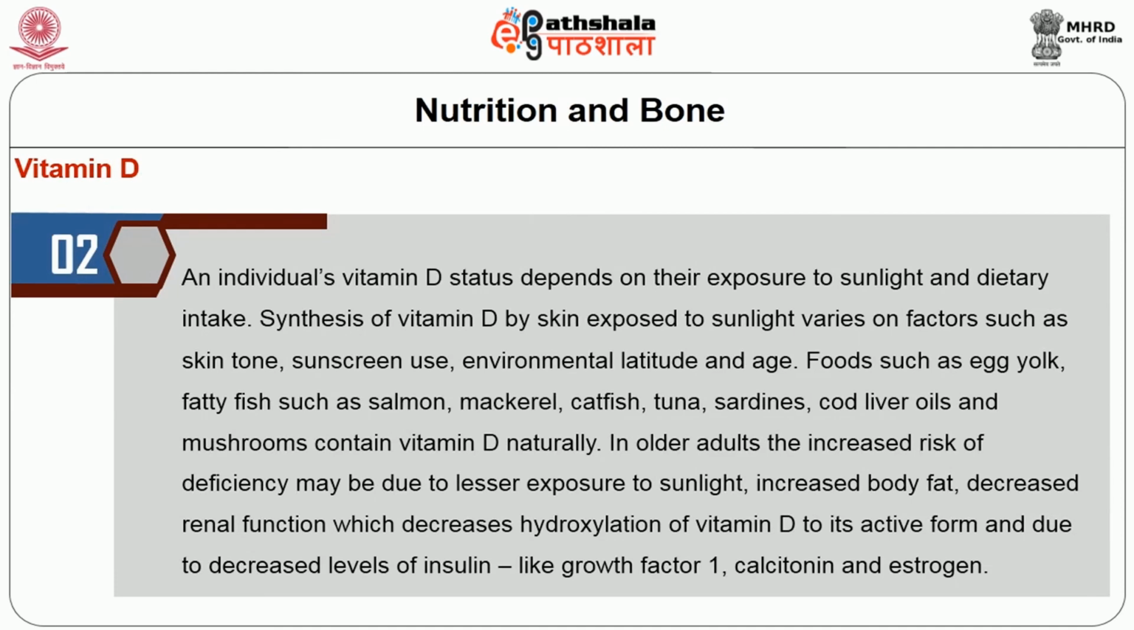Would you ever forget the all-important vitamin D? An individual's vitamin D status depends on exposure to sunlight as well as dietary intake. Synthesis of vitamin D occurs in skin exposed to sunlight and also varies with factors such as skin tone, sunscreen use, environmental latitude and age. Foods such as egg yolk, fatty fish such as salmon, mackerel, catfish, tuna, sardines, cod liver oil and mushrooms are some of the few food sources that have vitamin D naturally.